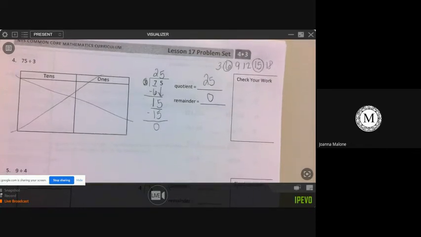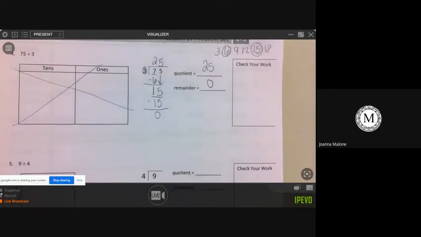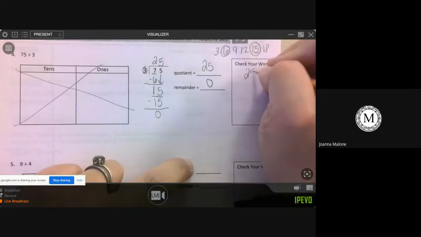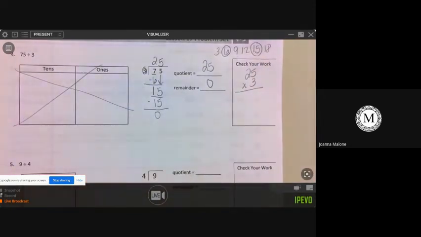Sonny? 25. Not divided, times. Check is times. 25 times 3, right? What are those called, though? What are the vocabulary words for those? What do you think? 25 is the quotient and 3 is the divisor. You got it. 25 times 3.